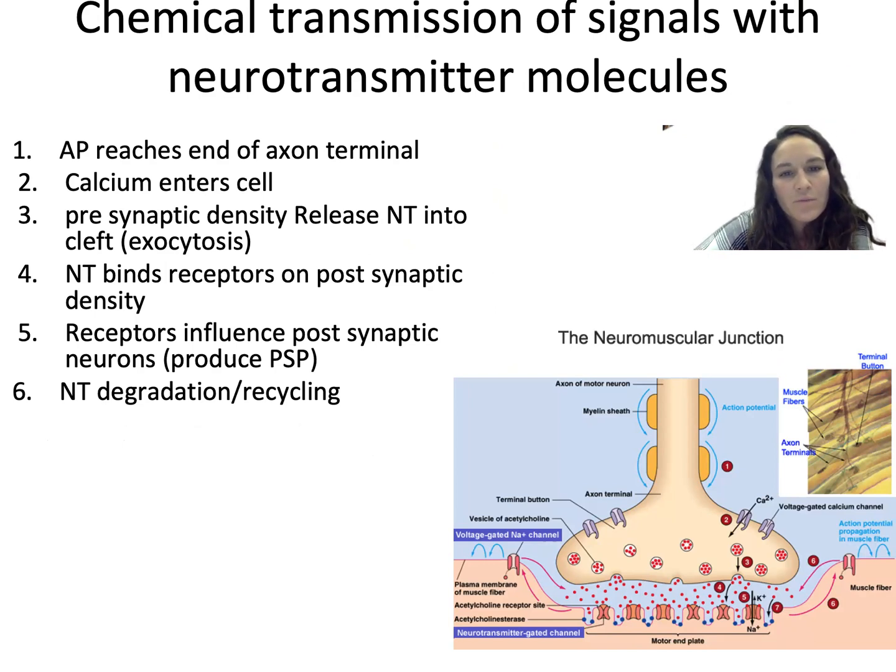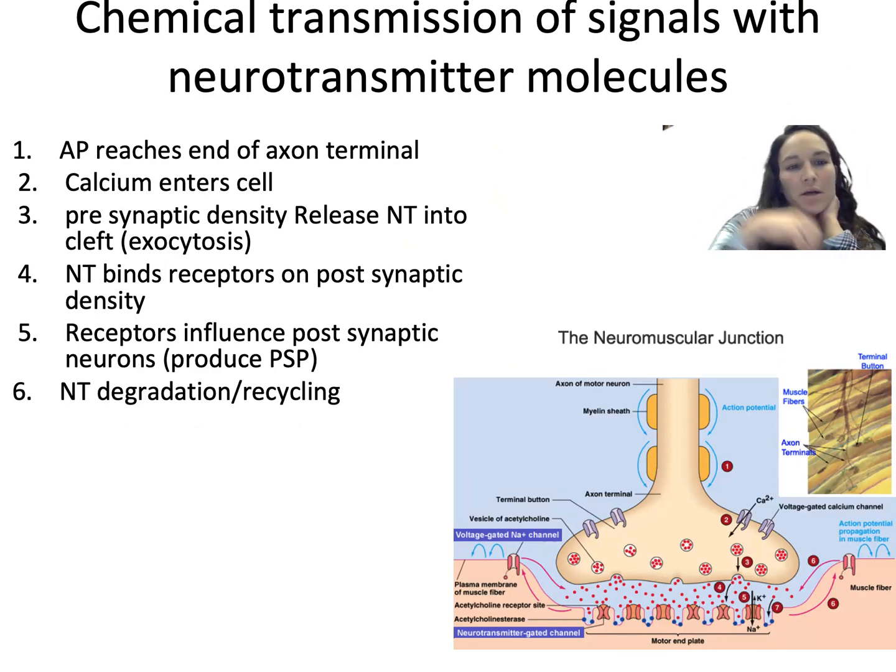The way that chemical transmission works is we finally have this action potential that got triggered. It makes its way down the axon, and then it reaches the axon terminal. And the axon terminals are going to depolarize. On the axon terminals, there's another type of voltage-gated channel. These are called voltage-gated calcium channels.